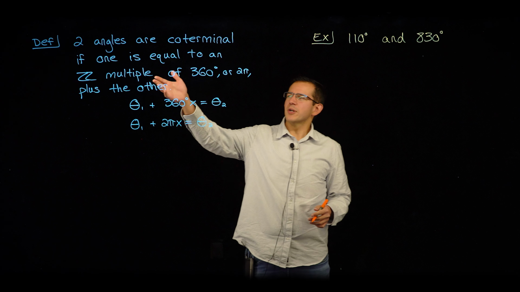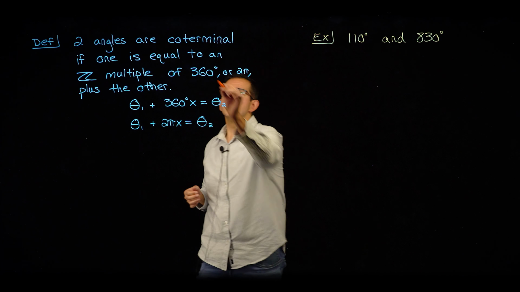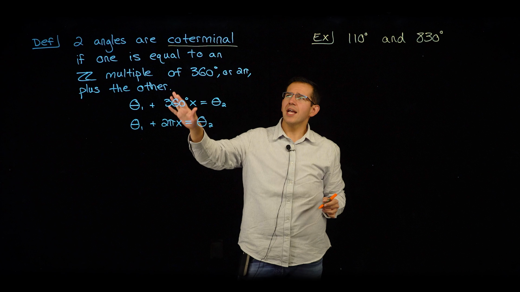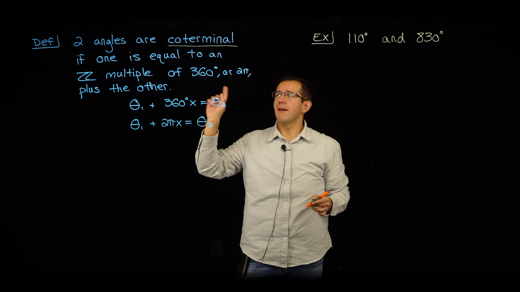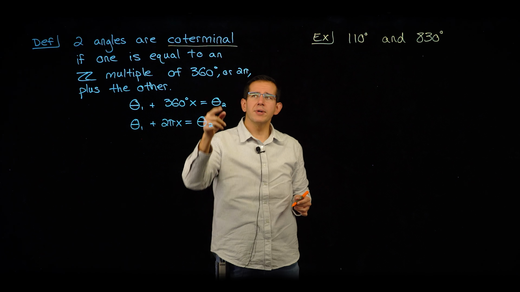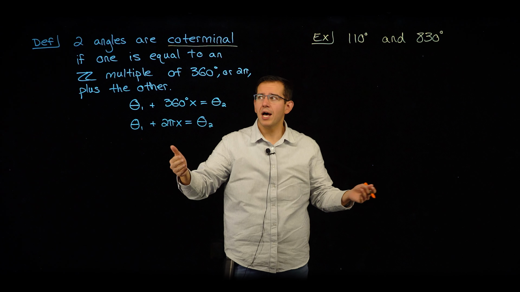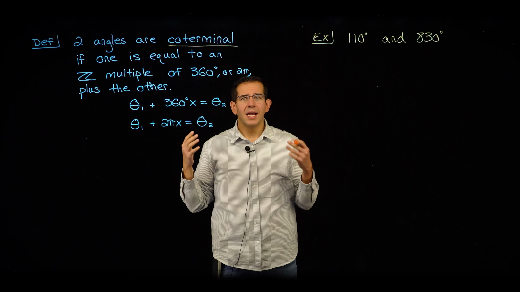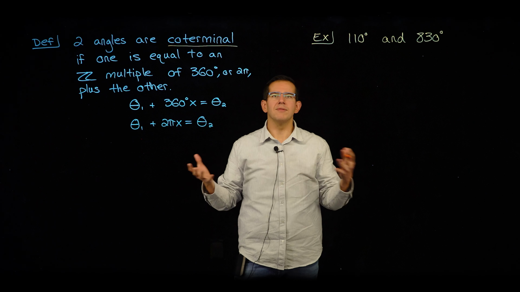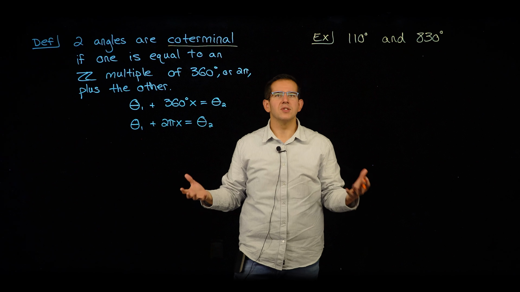All right, so we're going to define what coterminal angles are. The definition says that two angles are coterminal if one is equal to an integer multiple of 360 degrees or 2 pi plus the other. An integer means basically any whole number that's positive or negative.